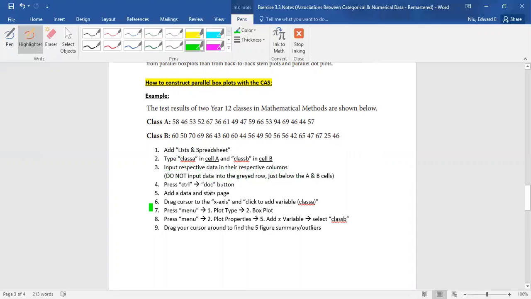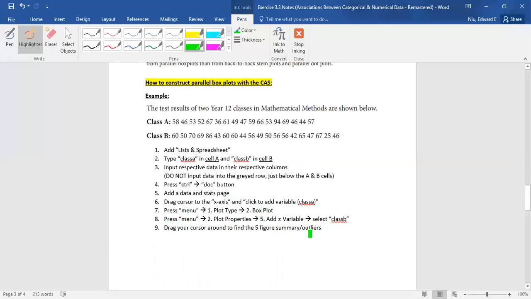Press Control Doc to add a data and stats page where you'll create a parallel box plot. Drag the cursor to the X, click Add Variables, Class A, press Menu 1, 2 to get your box plot, and then press Menu 2, 5, and then select Class B to get your parallel box plot. And then from there, you can drag your cursor to figure out the five-figure summary and whether there are any outliers.